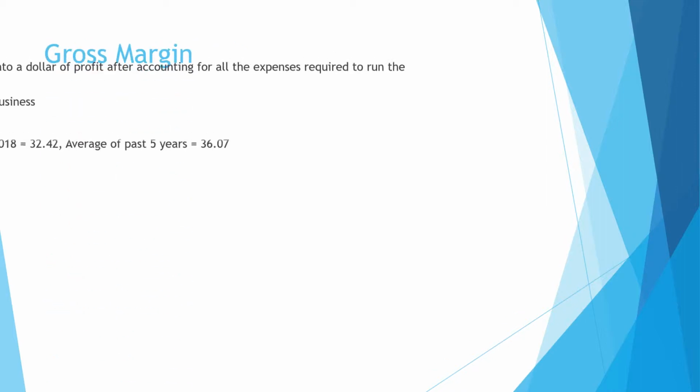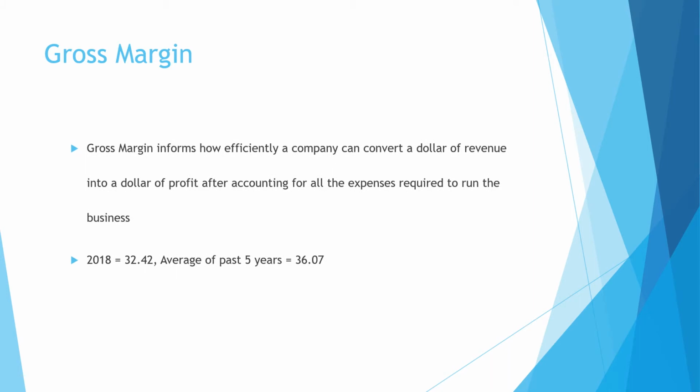Gross margin ratio. Gross margin informs how efficiently a company can convert a dollar of revenue into a dollar of profit after accounting for all the expenses required to run the business. In 2018, the gross margin ratio for Campbell Soup was 32.42, whereas the average for the past 5 years has been 36.07, and hence we can see a downward trend on the gross margin ratio for Campbell Soup.